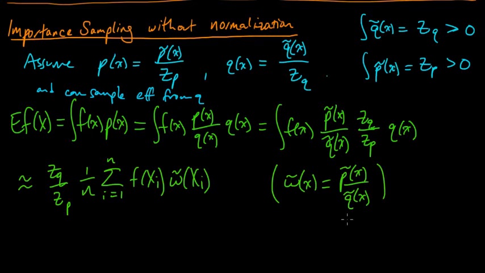And we can evaluate this because, by assumption, we can evaluate p tilde and q tilde efficiently. But what about these normalizing constants? That was the whole point. We didn't know the normalizing constants. So what are we going to do? How can we figure out what this ratio is?